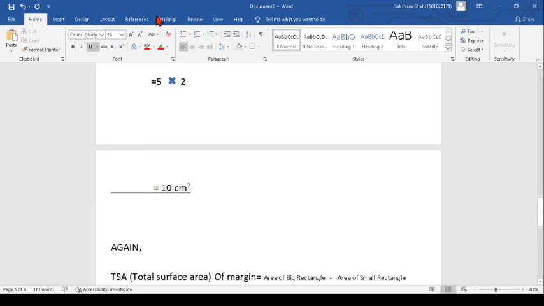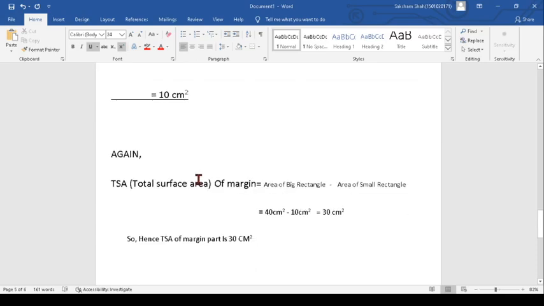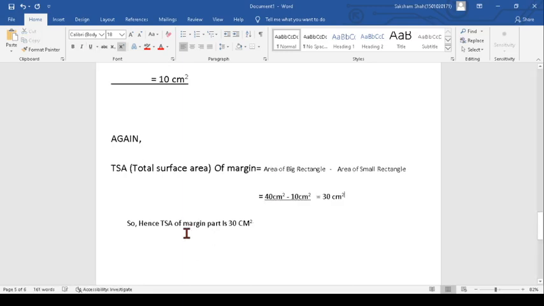So the total surface area of the margin equals the area of the big rectangle minus the area of the small rectangle, and we have already found that the area of the big rectangle is 40 centimeter square, and in the same way the area of the small rectangle is 10 centimeter square. That's why 40 centimeter square minus 10 centimeter square equals 30 centimeter square. Hence the total surface area of the margin part is 30 centimeter square.